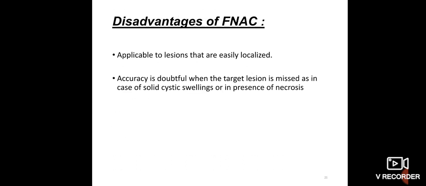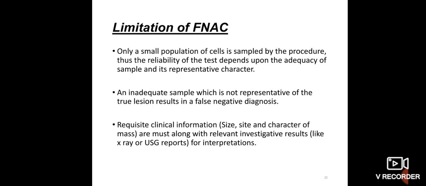What are the disadvantages? It is applicable only to lesions that are easily localized, and the accuracy is doubtful when the target lesion is missed. For example, if there is a swelling which is solid and cystic, you try to insert the needle in that swelling, but unfortunately you go into a cystic area. So what you get is only fluid, you don't get any cells. At that time your accuracy will be doubtful. So that is one of the disadvantages of FNAC.